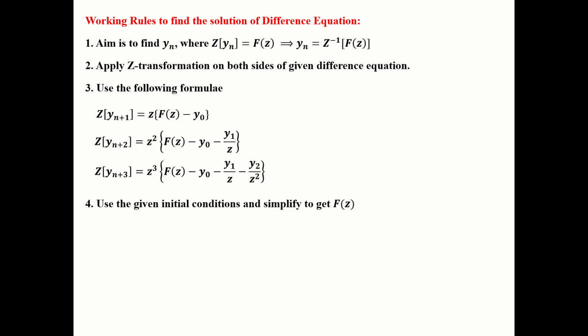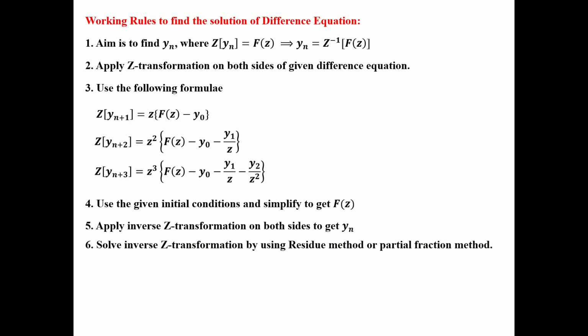In the problem, they will give the difference equation with initial conditions. So apply the initial conditions, then simplify, and you get F(z). Then you apply inverse Z transformation on both sides to get y(n), because y(n) is equal to the inverse Z transform of capital F(z). Once you know F(z), you can apply inverse Z to F(z) and you will get y(n).